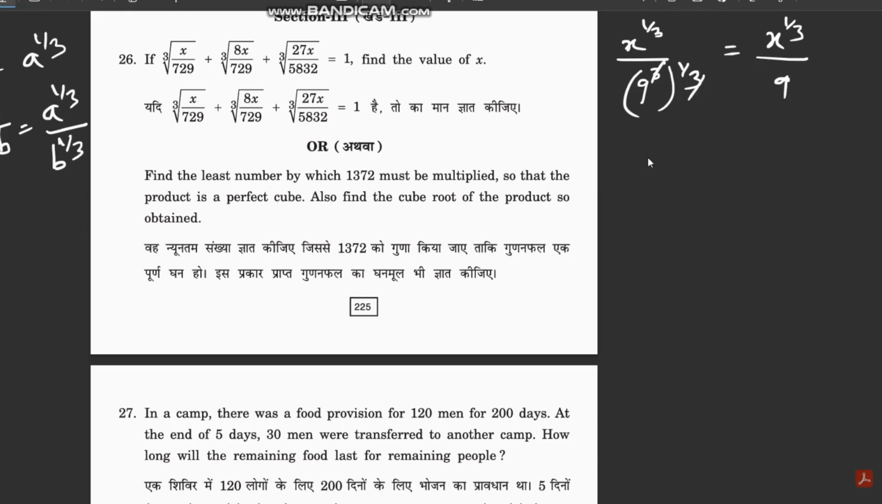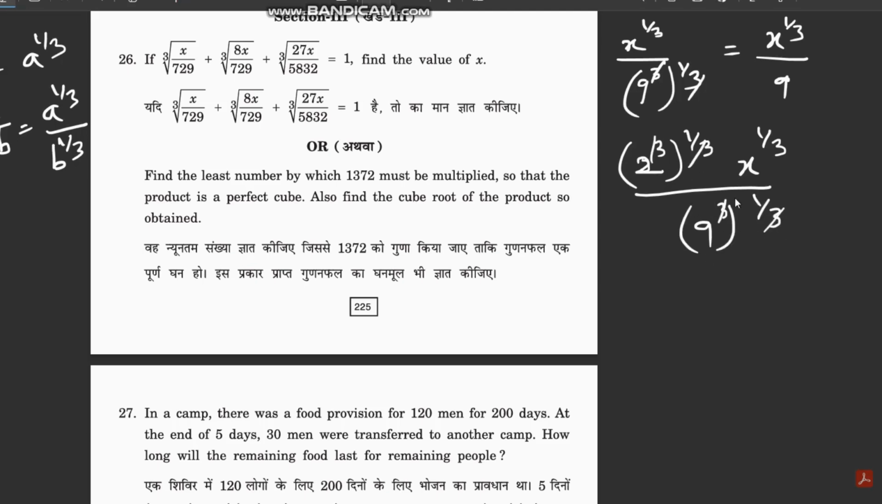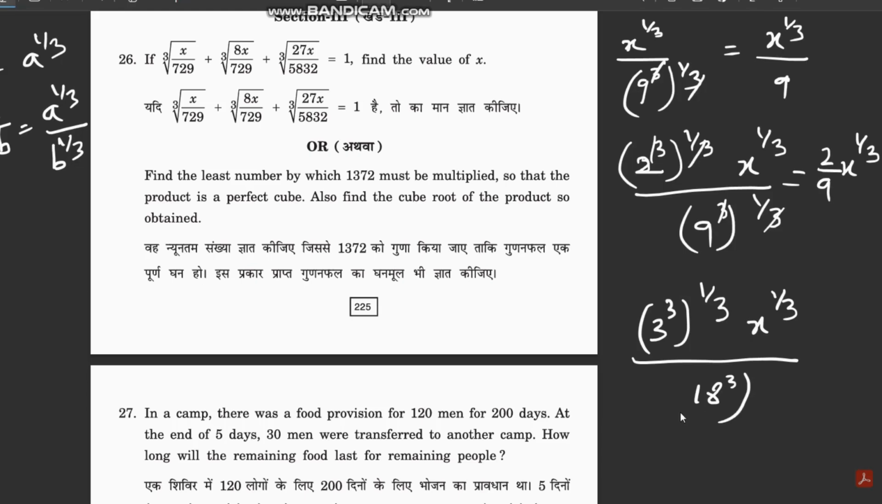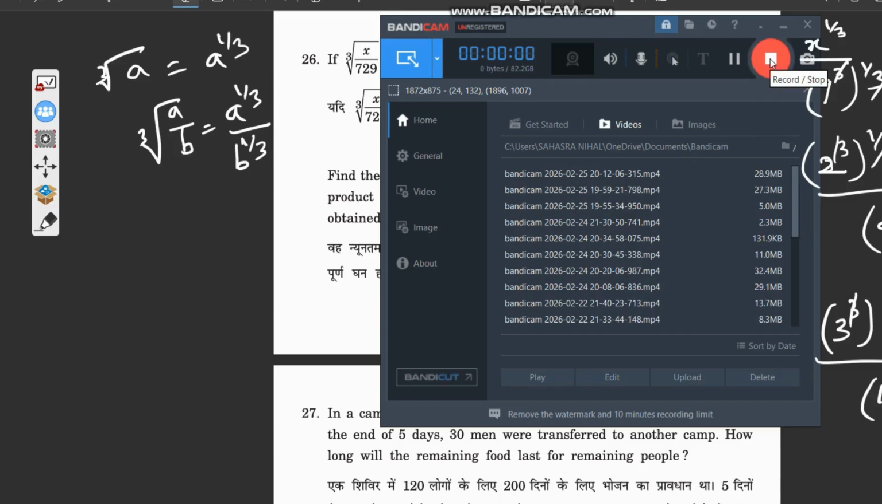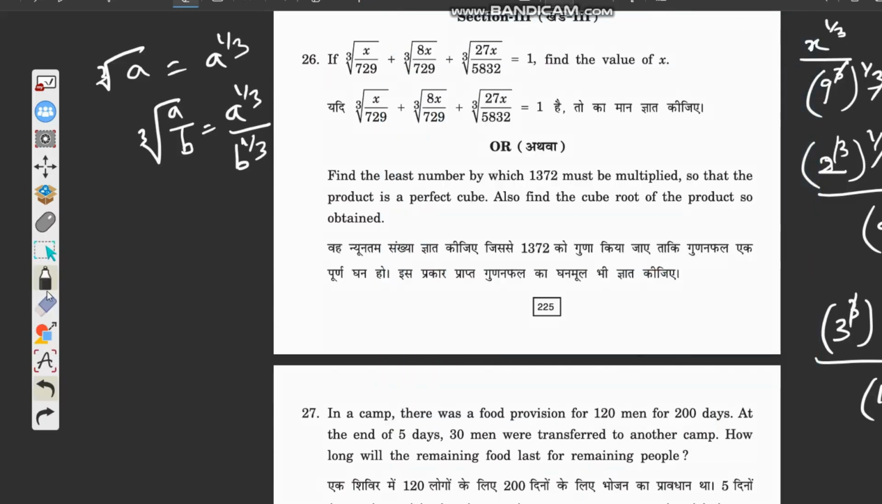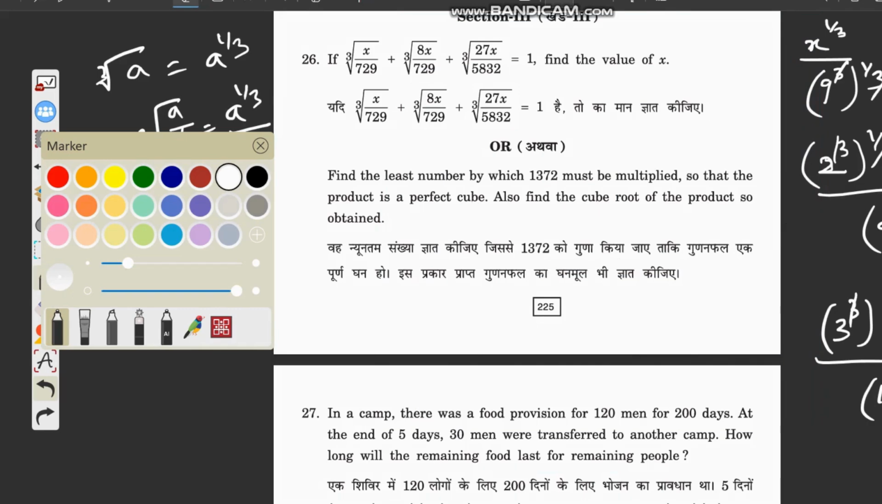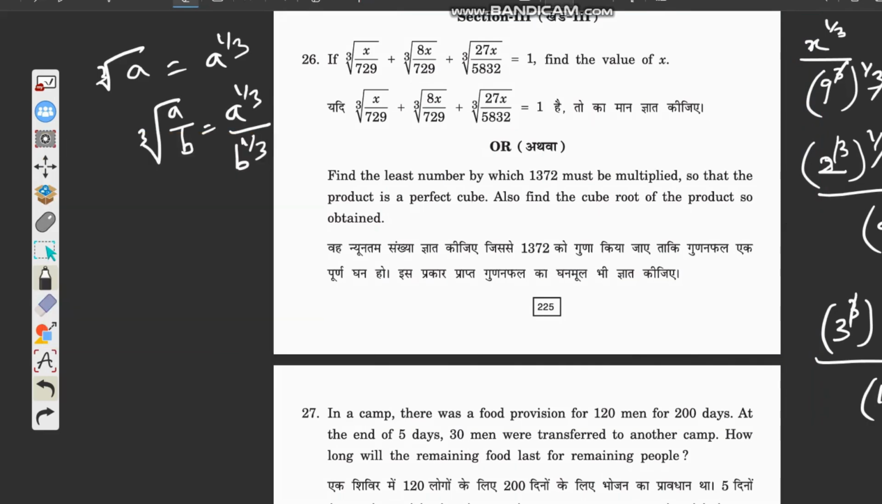And the other one, 8 means 2 cube whole power 1 by 3, x power 1 by 3 by again 9 cube whole power 1 by 3. Here 3 cancel, 3 cancel. What is left over? 2 by 9 x power 1 by 3. And the third one, 27 means 3 cube power 1 by 3, x power 1 by 3 by 18 cube whole power 1 by 3. Here 3 cancel, 3 cancel. What is left over? 3 x power 1 by 3 by 18.